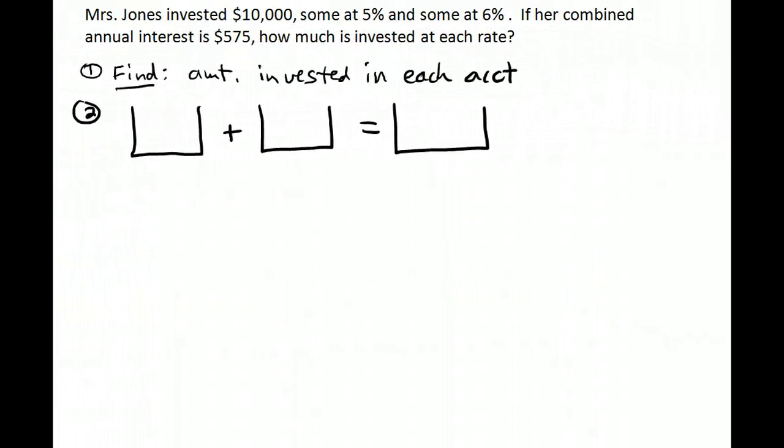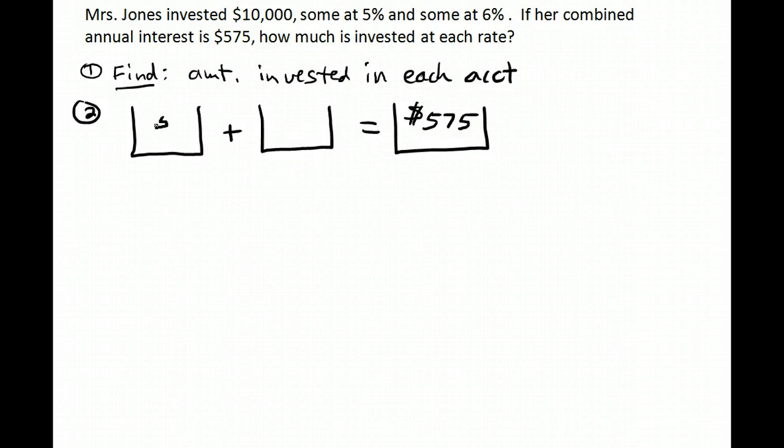Mrs. Jones invested $10,000, some at 5% and some at 6%. If her combined annual interest is $575, how much is invested at each rate? Well, the first thing we can do is put the total interest over here. That's $575.